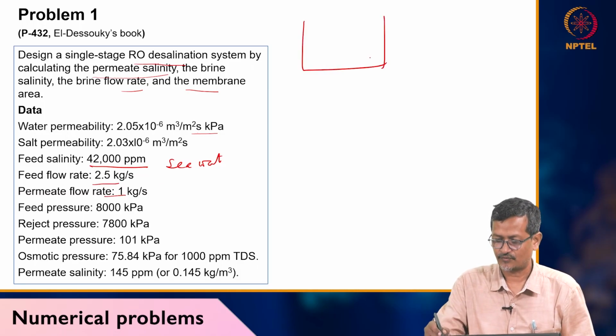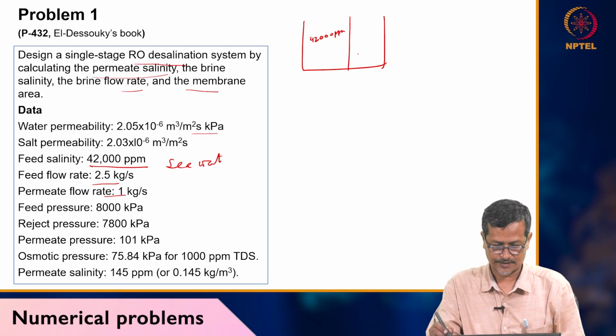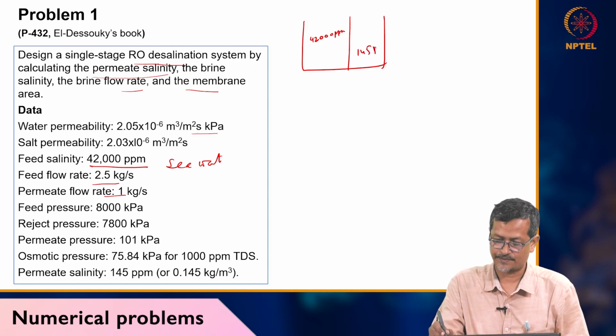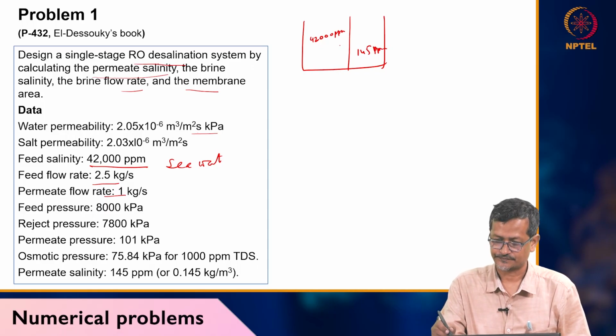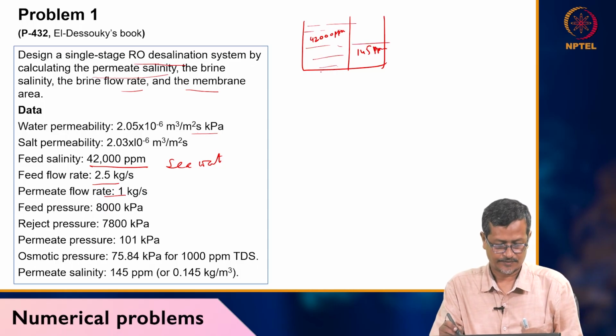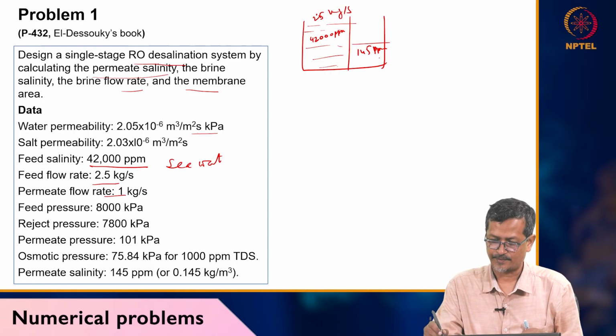So I have one pot here. Here I have this one given 42,000 ppm, and my target is 145 ppm, and osmotic pressure. Feed rate is 2.5 kg per second, and permeate flow, you are getting permeate, this is 1 kg per second.